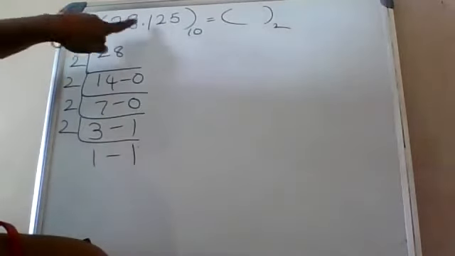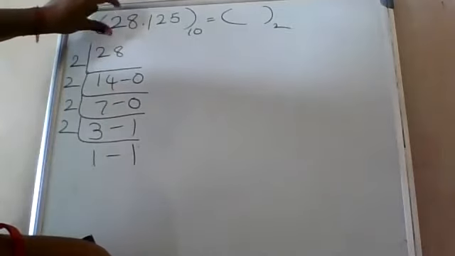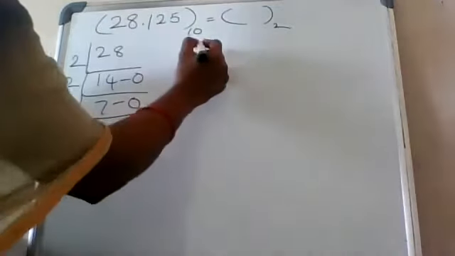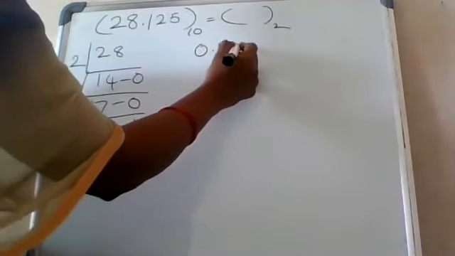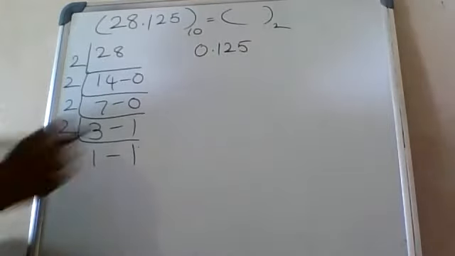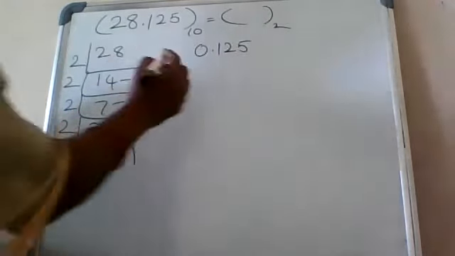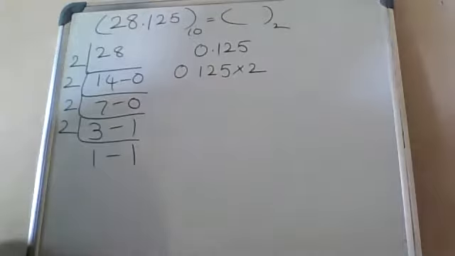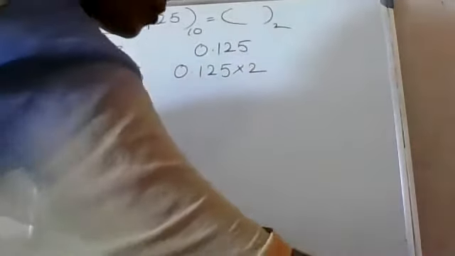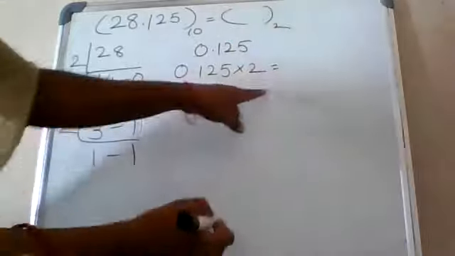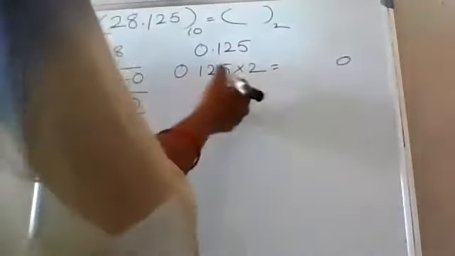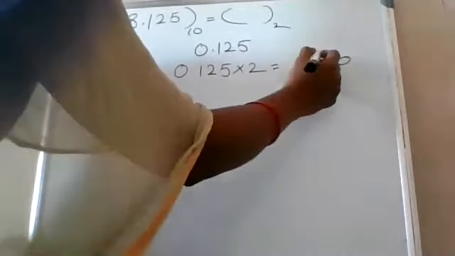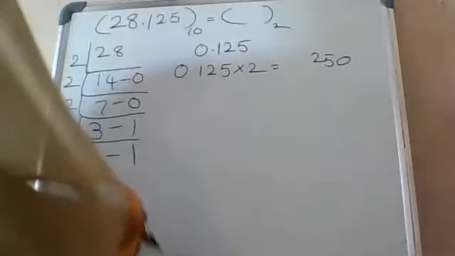If there is a point, we take only the 28 number and divide by 2, and we get 11100. After the point we have 0.125. How do we write this in base 2? First, 0.125 multiplied by 2. Multiply by 2 again.